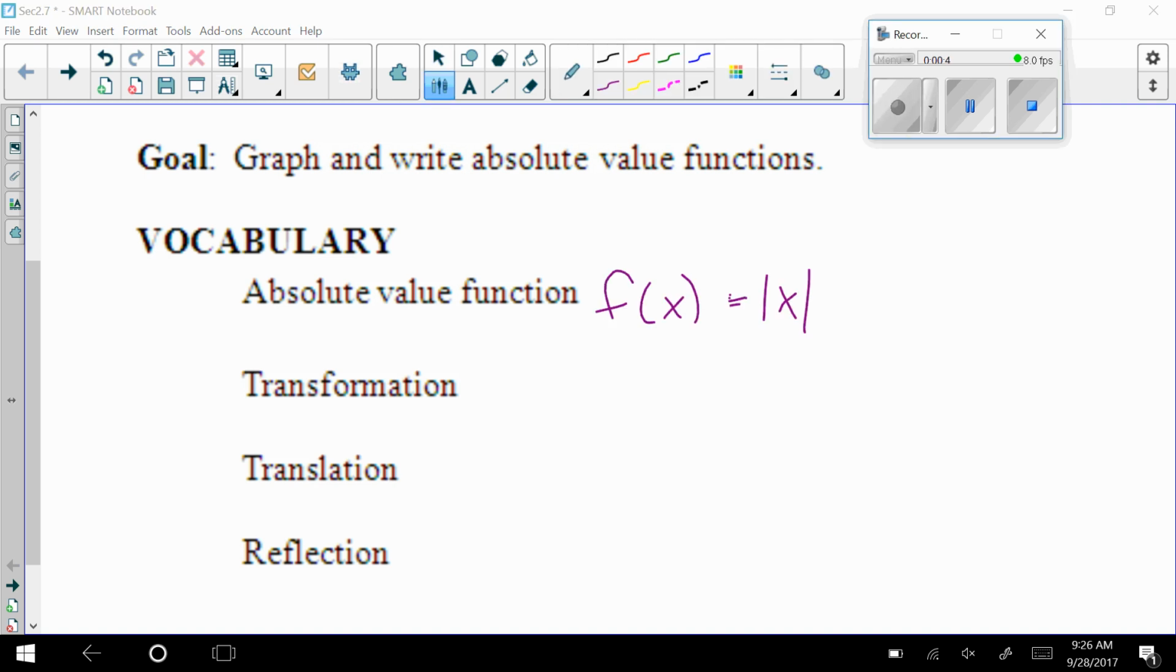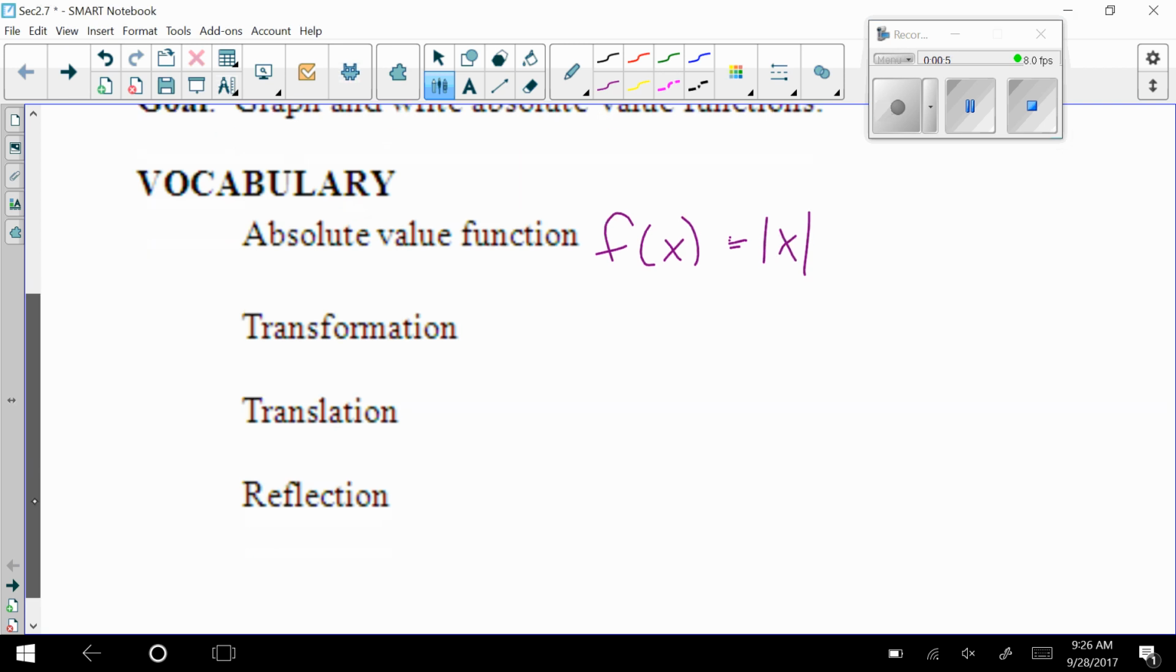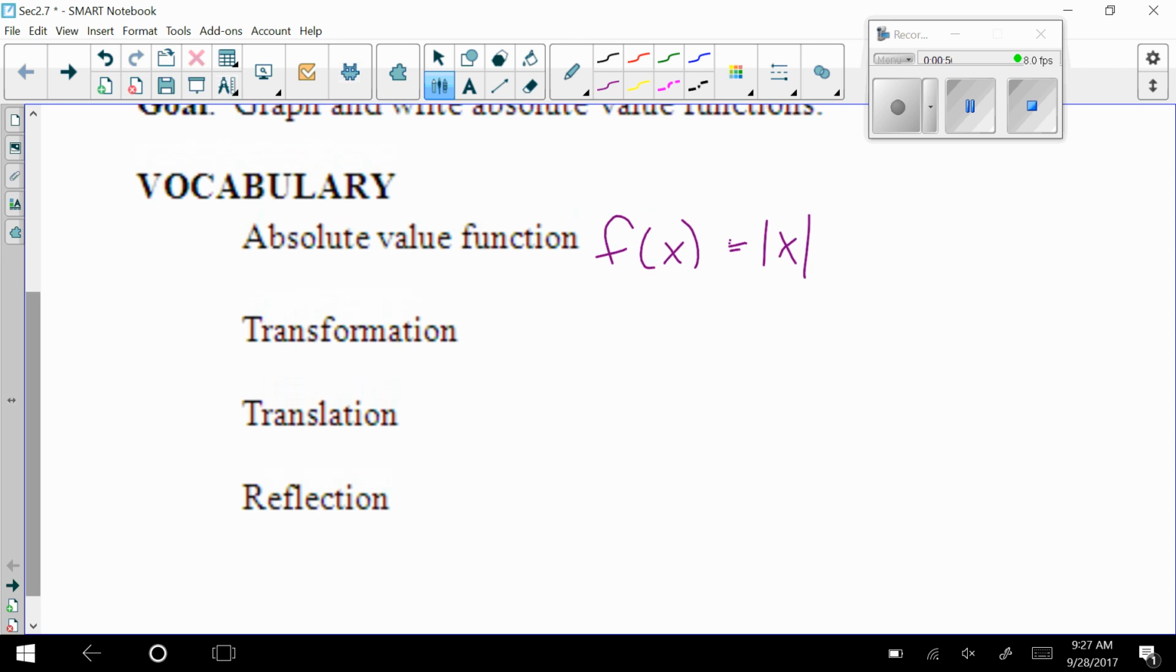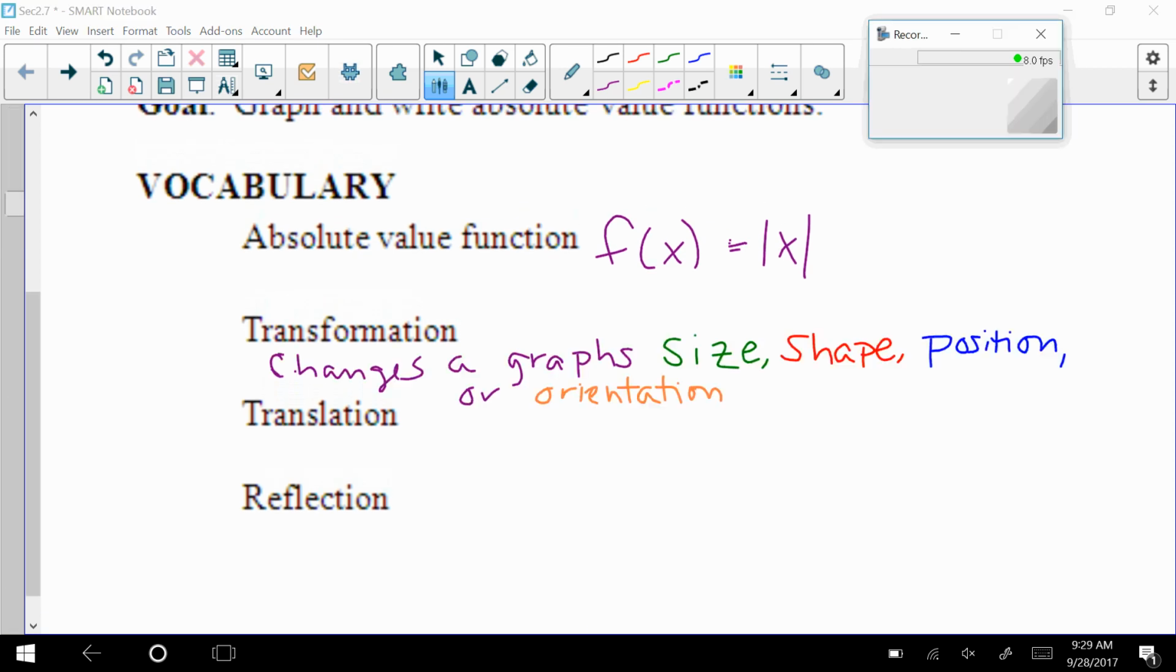The next term is a transformation, and a transformation is anything that changes a graph's size, its shape, its position, or its orientation. There are several different types of transformations, and in this lesson we talk about a couple of them: translation and reflection. A translation is a transformation that shifts the graph either horizontally or vertically or both, but the size, shape, and orientation all remain the same, unchanged.